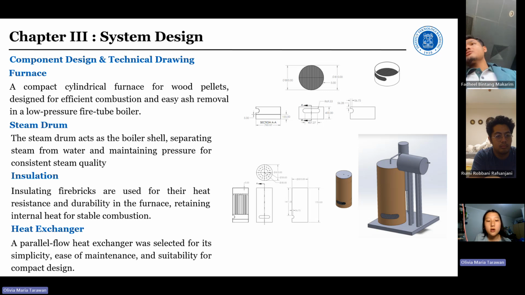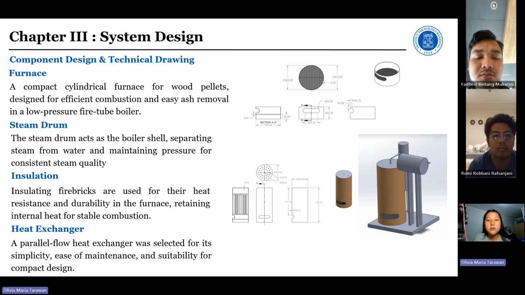For the heat exchanger, we choose to use a parallel flow heat exchanger. We choose this because of its simple construction, compact size, and ease of maintenance. And we believe this is quite suitable for our small scale system, especially for small industry.